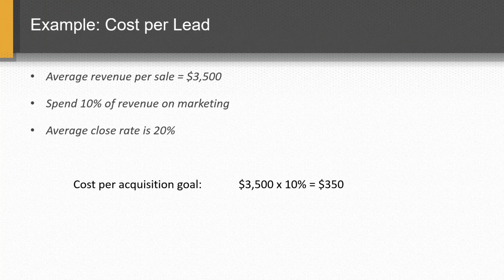Unfortunately, I don't close every lead, so I'll have to take the $350 and multiply by the 20% close rate, and that is how much your cost per lead should be. So 350 times 20% equals $70. To work backwards, if leads are $70 and I close 1 for every 5 leads, then I know my cost per acquisition is $350, which is 10% of the average revenue that I would expect from a sale.